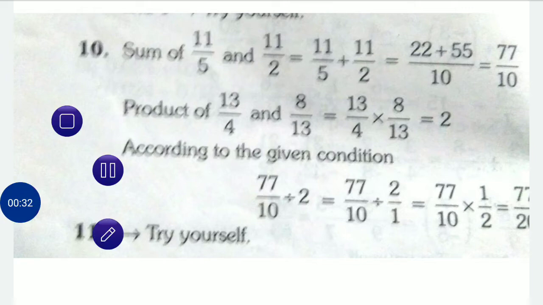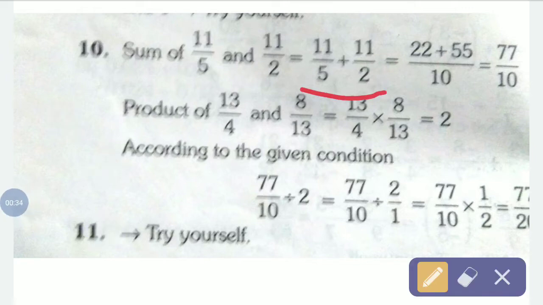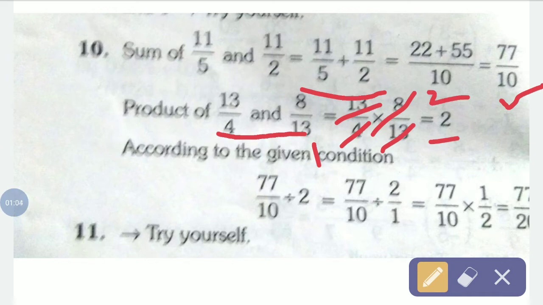We have to do it so that, as the denominators are different, you have to make the denominator the same, and then you will get the answer 77 upon 10. And then we have to find the product of 13 upon 4 and 8 upon 13. As it is a product, we just multiply numerator to numerator and denominator to denominator. But here the 13 is the 13, so we can cancel it, and 4 ones are 4 and 4 twos are 8. So you will have the answer 2.